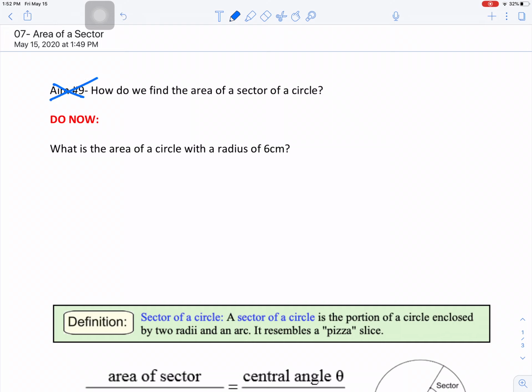So these numbers are off because our remote learning has made things change a little bit. We're up to '07 now. Area of a sector of a circle.